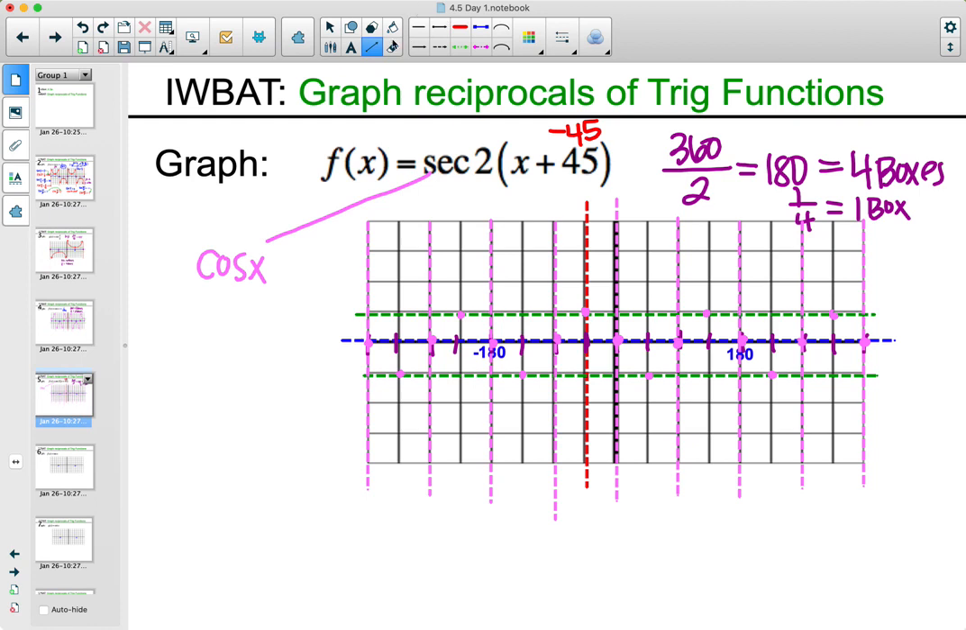Okay, then remember that it goes up from the maxes, down from the mins. So this one's a min, so we're going to have a parabola down towards the asymptotes, never crossing them, but getting close. Okay, up from the max, down from the min. Okay, here's a min, so we'll go down. Here's a max, so we'll go down. So in between every set of asymptotes, you have either an up parabola or a down parabola. And then you have your secant function.